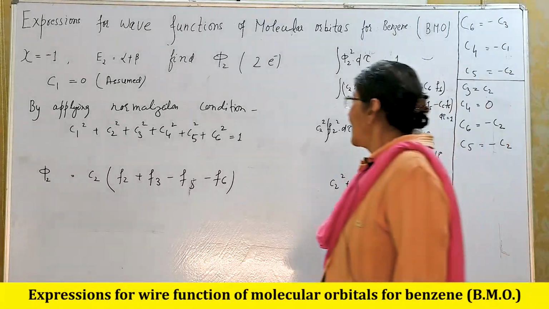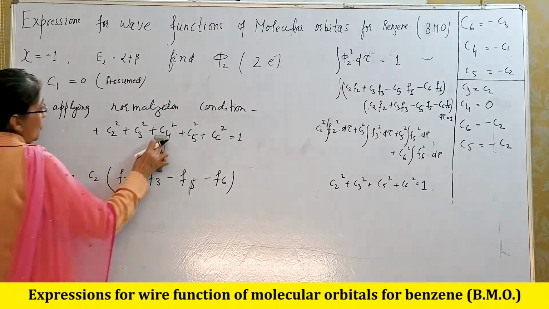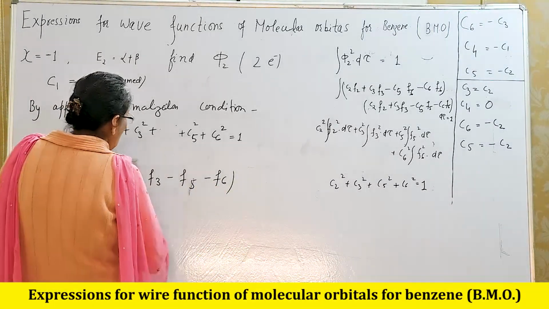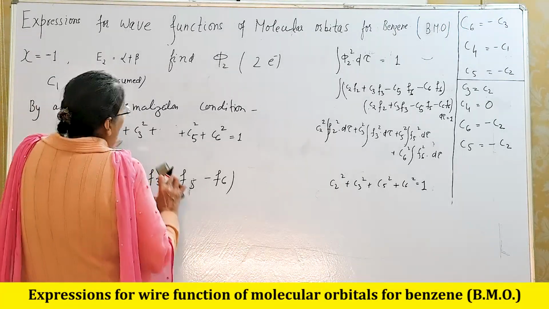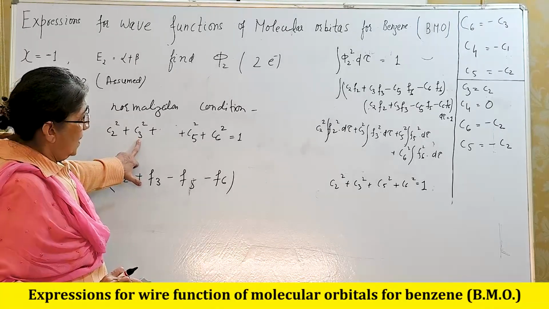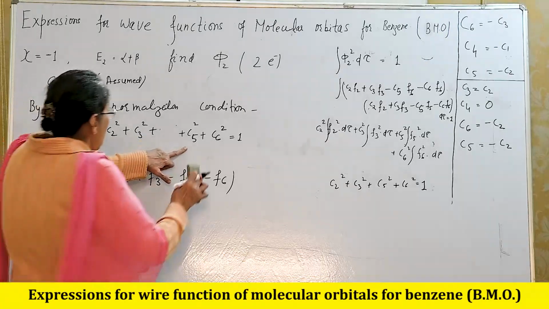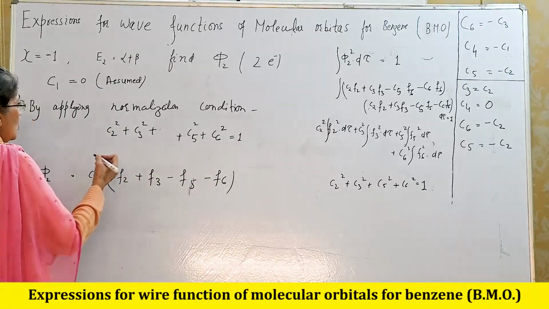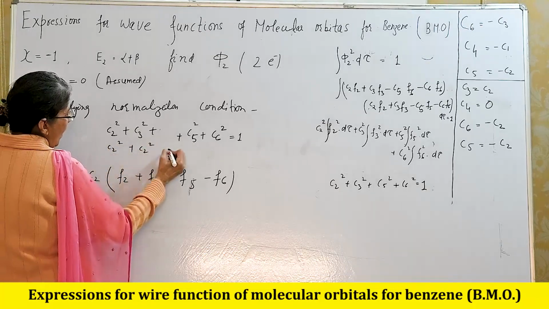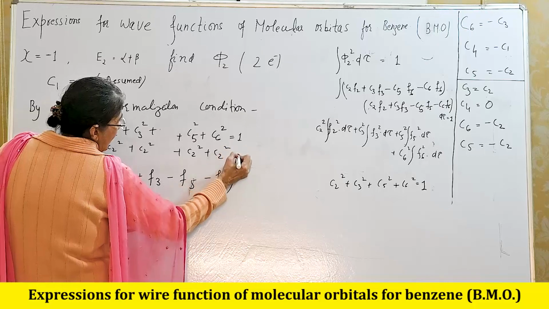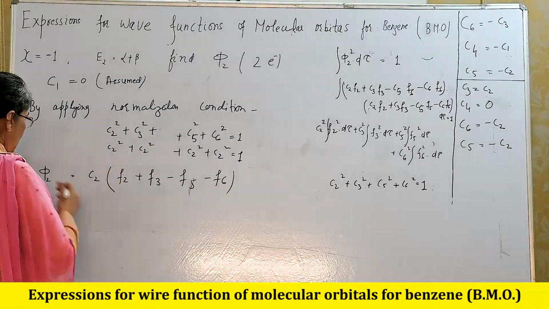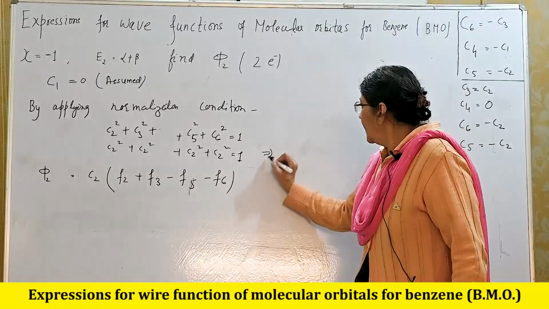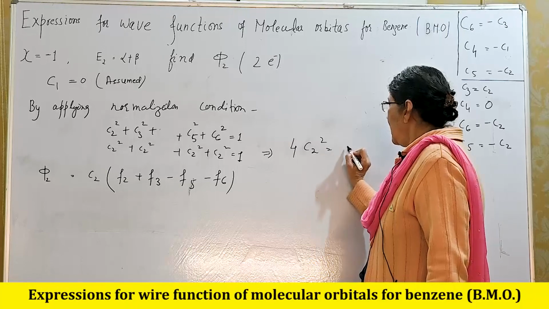So in this case C1 is 0 and C4 is 0. So we get C2 square plus C3 square plus C5 square plus C6 square is equal to 1. If we rewrite in terms of C2, then C3 is equal to C2, C4 is 0, and C5 and C6 are minus C2, so we get C2 square plus C2 square plus C2 square plus C2 square is equal to 1. So 1, 2, 3, 4. Therefore, 4 C2 square is equal to 1.